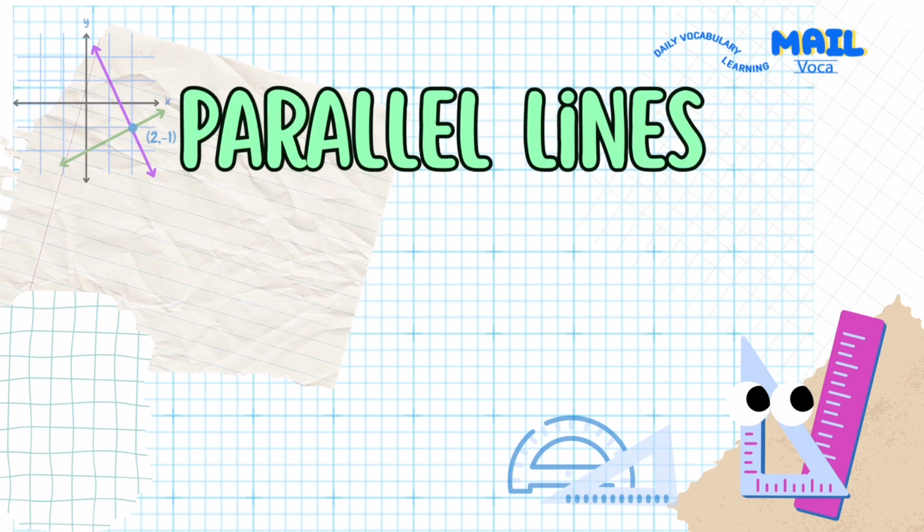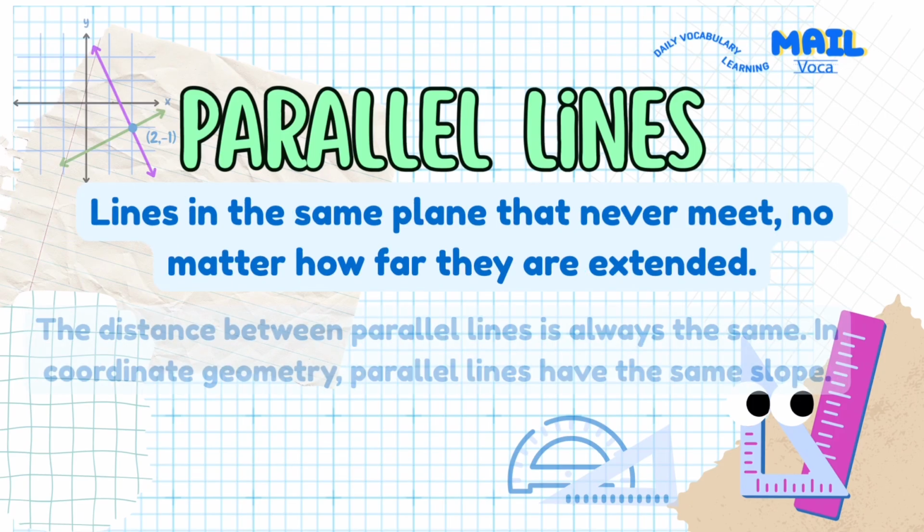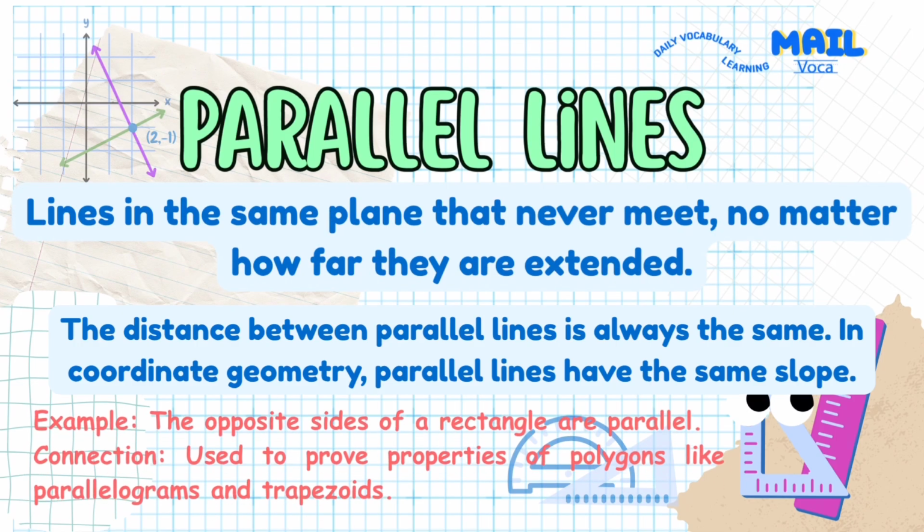Parallel lines. Lines in the same plane that never meet no matter how far they are extended. The distance between parallel lines is always the same. In coordinate geometry, parallel lines have the same slope. Example, the opposite sides of a rectangle are parallel. Connection, used to prove properties of polygons like parallelograms and trapezoids.